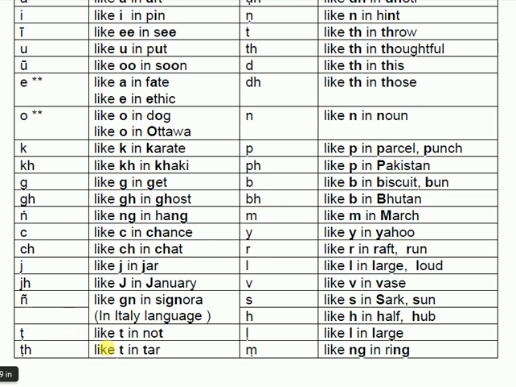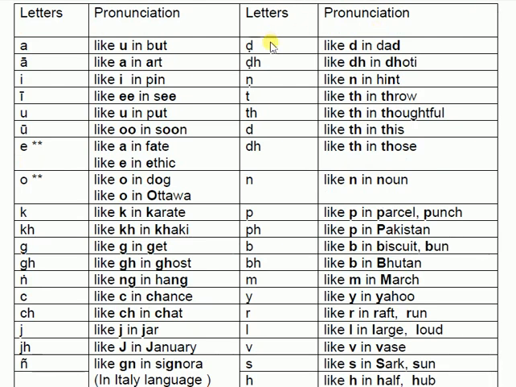And then T with a dot mark below is pronounced like T in not. And then TH with a dot mark below is pronounced like T in ta. Then the third column. D with the dot mark below is more like D in dad. Then DH, again with the dot mark below, is pronounced like DH in dotty.